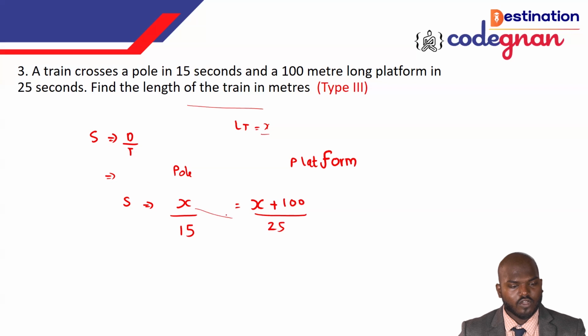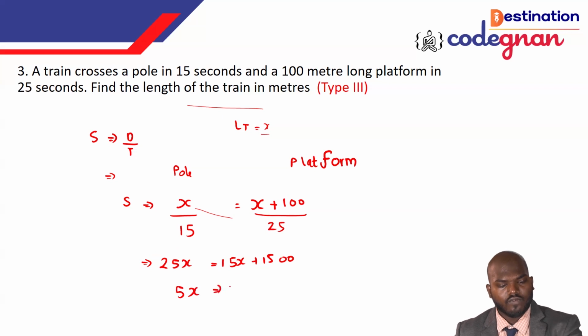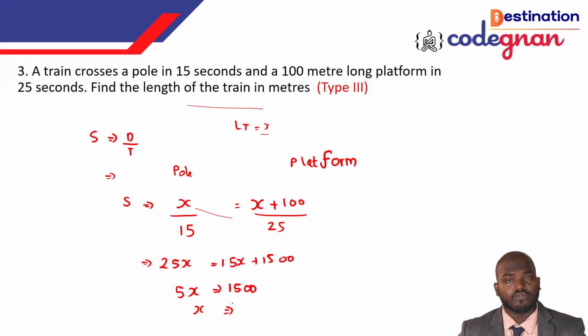If you take this value in cross multiplication, it will give you 25x on this side, and on the other side you will get 15x plus 1500. If you take this side, it will give you 5x is equal to 1500. So then you can say that x is equal to 1500 over 5. It will give you the value 300. So guys, you can declare one thing, that is the length of the train.